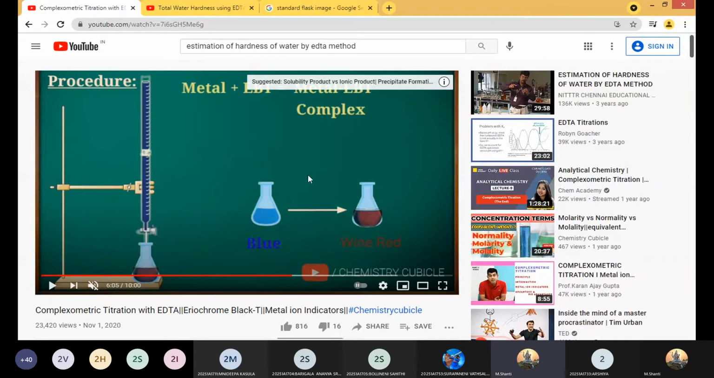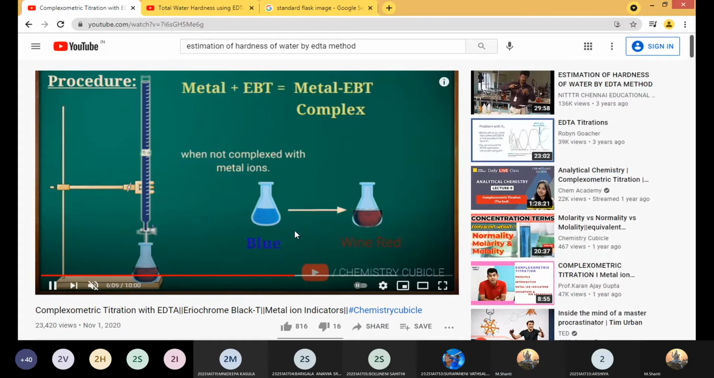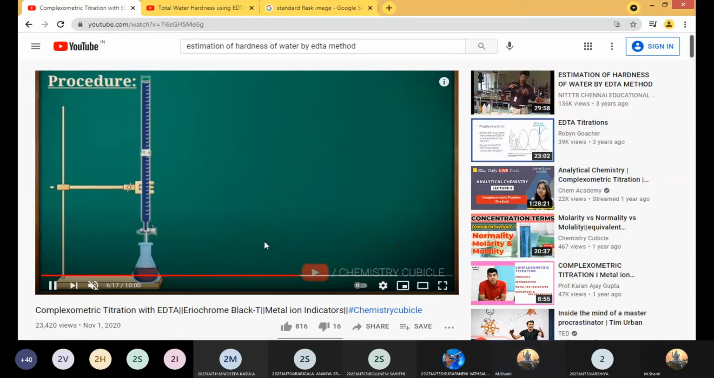Once again, here you can see the color change. Wine red is there earlier. Now in the end, blue color. This is when the metal ions are not complexed. This is when the metal ions are complexed with the EBT. So this is your free EBT.